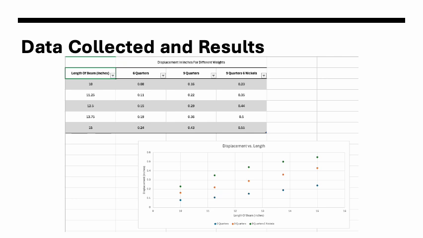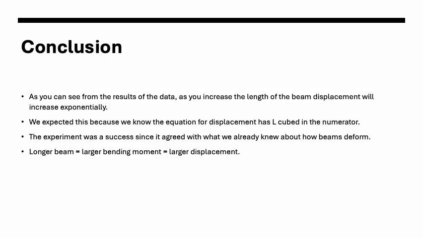That's what I collected, and the conclusion I got is, as we can see from the results of the data, we agreed with what we had. As you increase the length of the beam, displacement will increase exponentially. We expected this because we know the equation for displacement has L cubed in the numerator, so as we increase L, it's going to exponentially grow the displacement. Like I said, the experiment was a success since it agreed with what we already knew about how beams deform, and that's longer beams equal larger bending moment, which equals a larger displacement.